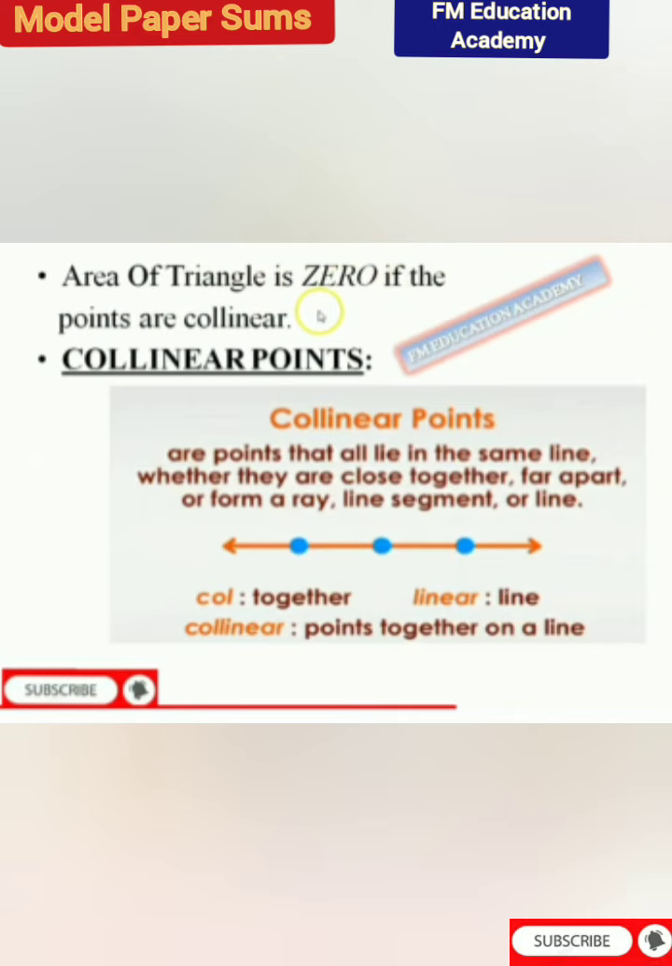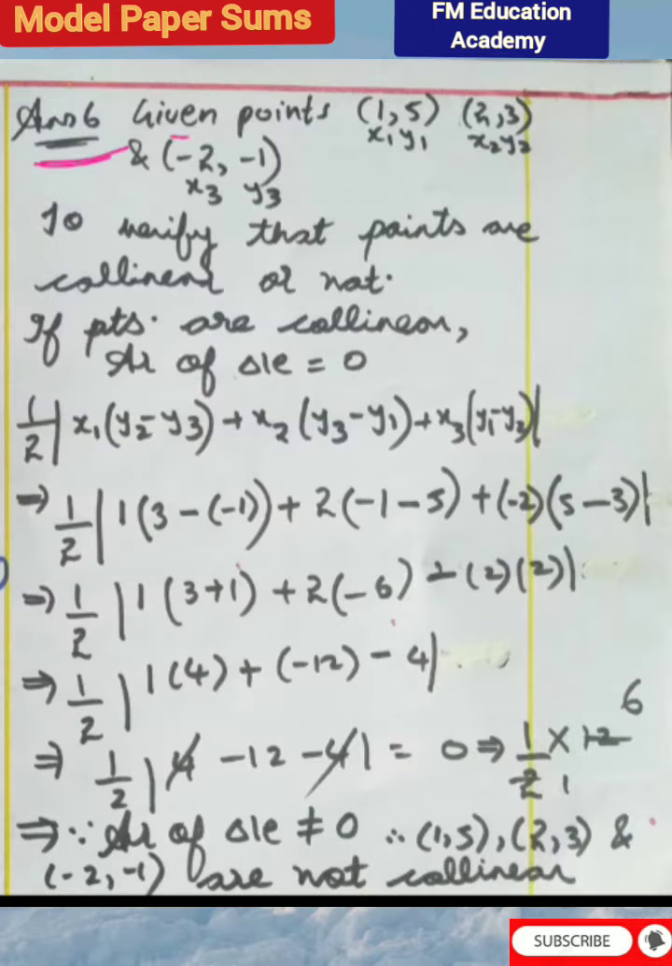So, when the points lie on the same line, we can say that the area of the triangle will be 0, because a triangle forms with closed lines, whereas a line means the points should lie beside each other. So whenever we have to prove points are collinear, we should show the area of triangle is 0. Use the area of triangle formula. Answer 6. Given points (1, 5), (2, 3) and (-2, -1). We have to verify whether they are collinear or not.